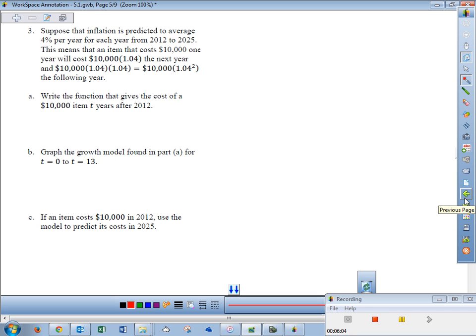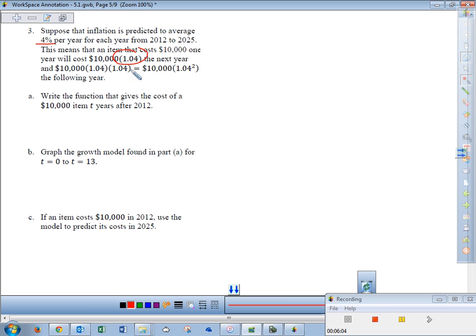Yeah. Money time. Inflation. Yay for inflation. Suppose inflation is predicted to average 4% per year from 2012 to 2025. This means that if an item costs $10,000 in one year, it'll cost 10,000 times 1.04 the next year. 1.04 because you would take 4% and it's going to increase, so you need 104% for that to go up bigger. You cool with where the 1.04 came from?